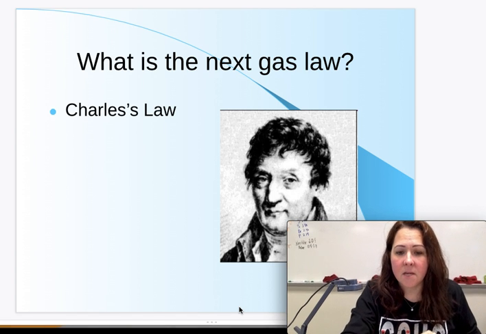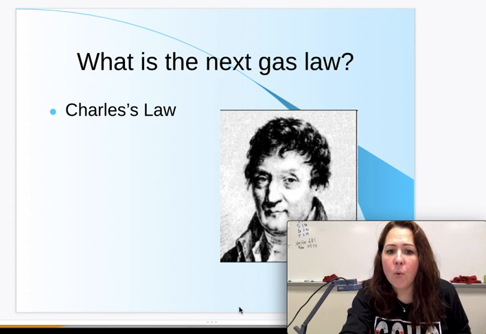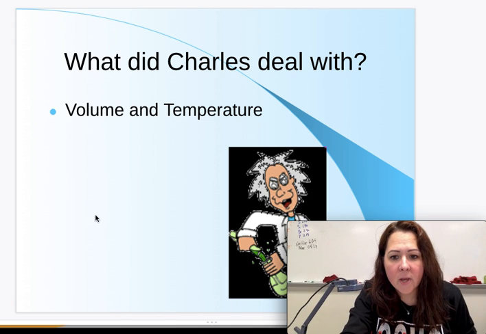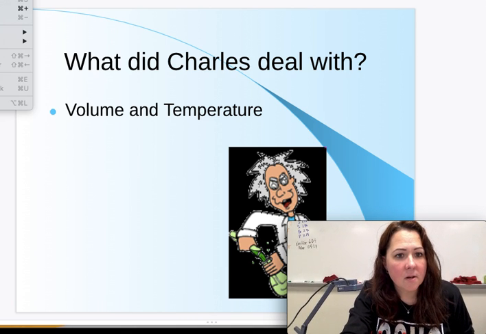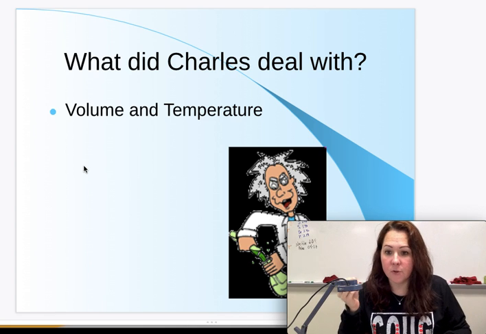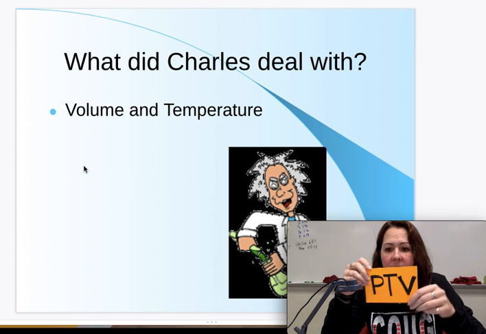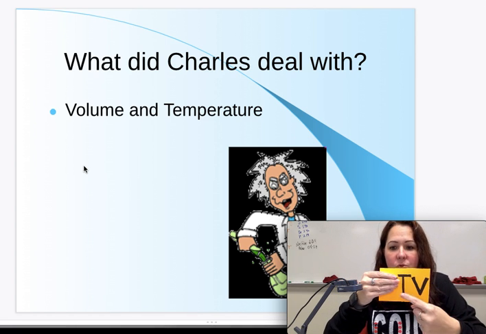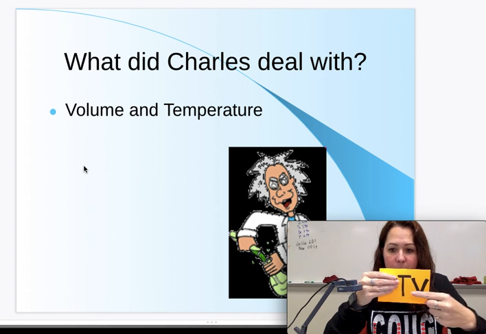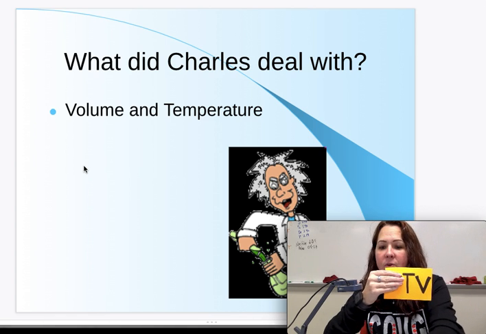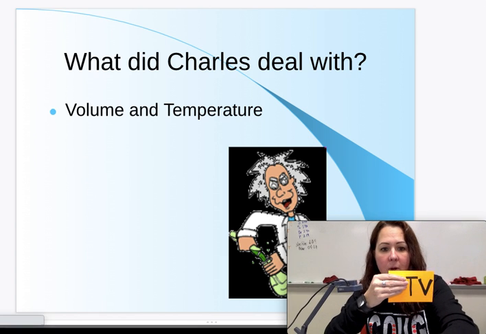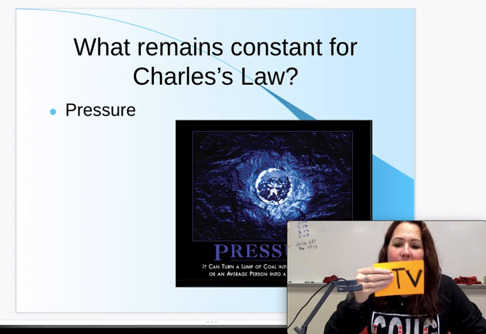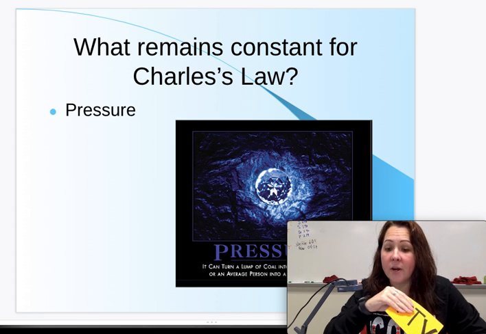Charles looked at the gases as well, but when Charles, oh, my picture went away, sorry. When Charles looked at the gas laws, he actually looked at volume versus temperature. So if we go back to our PTV card, he is going to hold pressure constant, and he's going to look at the relationship between volume and temperature. Holding the pressure constant, he figured out that these are a direct relationship.